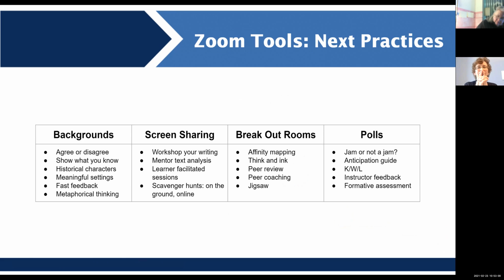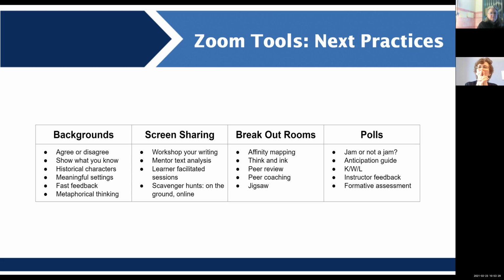These are just a few quick ideas that I've seen other people using that have made for better engagement inside of their spaces. I mentioned before that backgrounds can be used to demonstrate whether participants agree or disagree. They can use a thumbs up, thumbs down picture. They could use a red background or a green background if accessibility issues are not really at play inside of your space. They can also use backgrounds to show what they know.